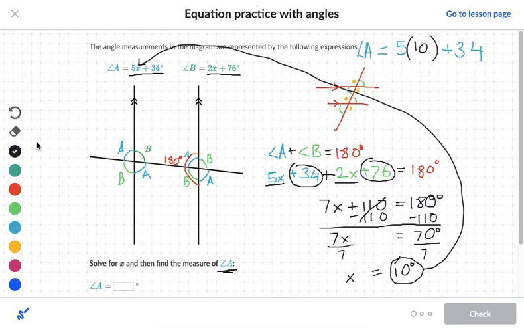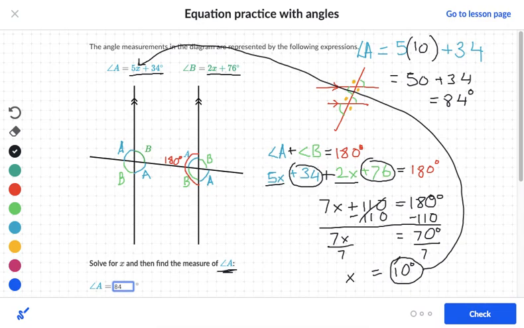Okay. So 5 times 10 is 50, plus 34, which is equal to 84 degrees. So we know that our final answer is 84 degrees, okay? We'll take a look at 2 more just so that we can reinforce it.